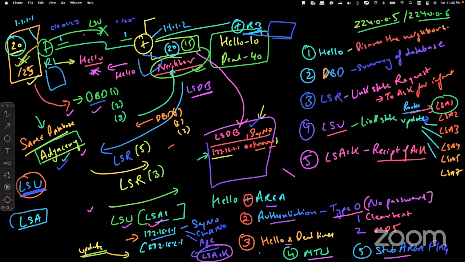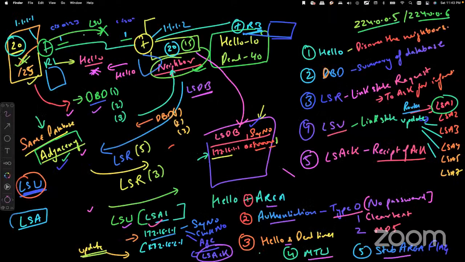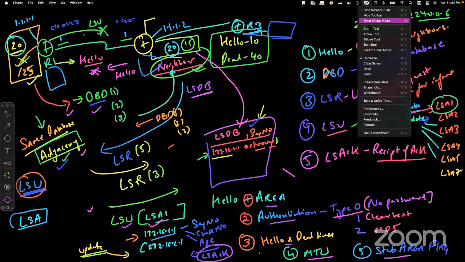Will only DR and BDR become adjacent, or can other routers also become adjacent? All routers will have full adjacency with the DR. We will study DR and BDR soon. Don't jump the gun.